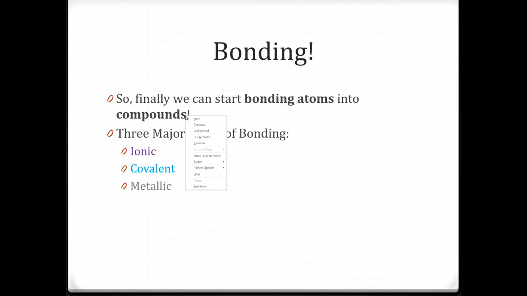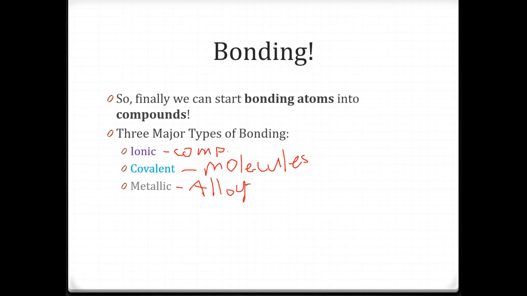Let's see if I can get a little pen here. Ionic, this is your compounds. Covalent is molecules. Apologize for the scribble here. And metallic is alloys, like a metal alloy. We're going to talk about all of these things in just a minute.